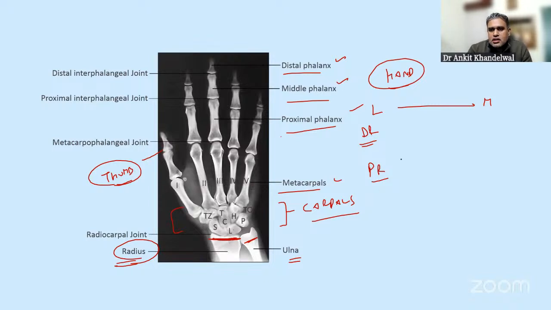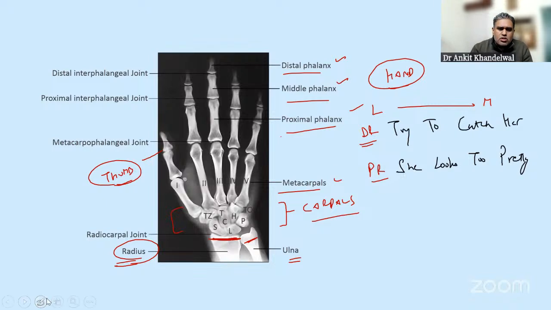Lateral to medial. Mnemonic is: She looks too pretty. Okay, try to catch her. I'm sure most of you or nearly all of you must have heard about this mnemonic. So, S over here determines scaphoid. L over here is lunate. T over here is the third bone, if you go count, that is triquetral. P is a sesamoid bone, pisiform. Again, T over here is trapezium. Second T is trapezoid. Catch, C is capitate and H over here is hamate.